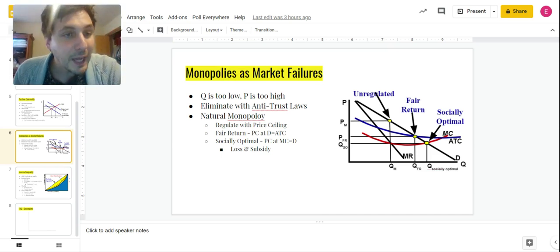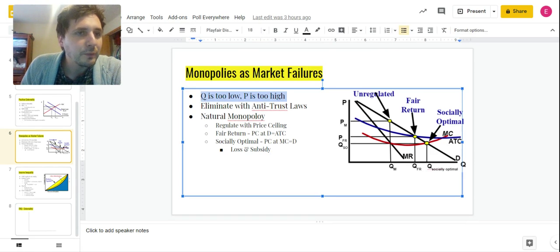All right, we're talking about monopolies as market failures. So we know that monopolies are bad for our economy. We've talked about this ad nauseam, but the reason is because quantity is too low. There's no profit incentive for them to produce a high quantity, so they produce their profit maximizing quantity where marginal revenue equals marginal cost, which is too low, right?